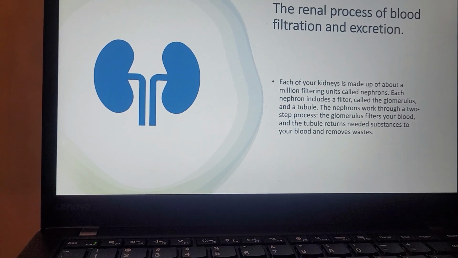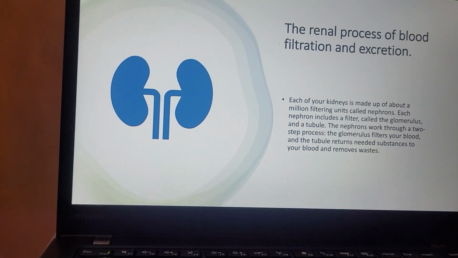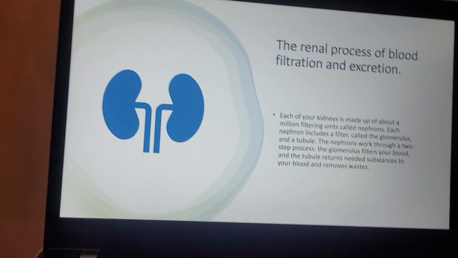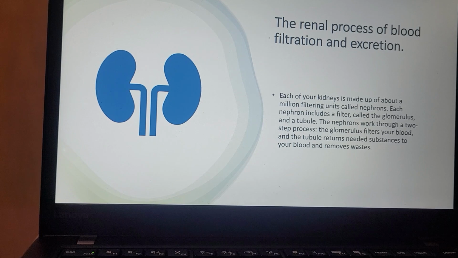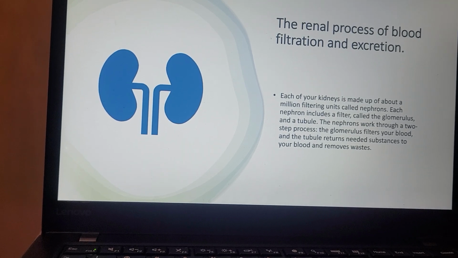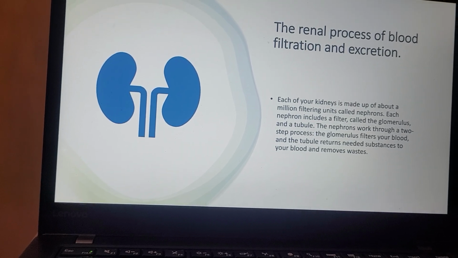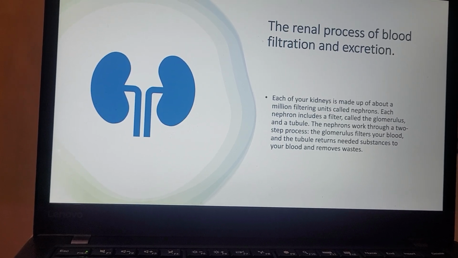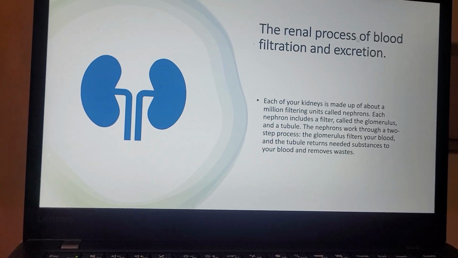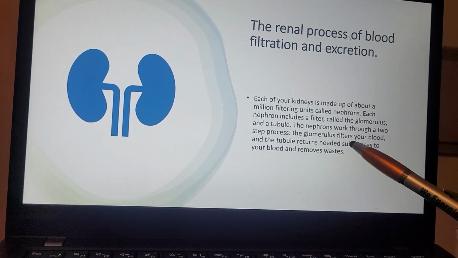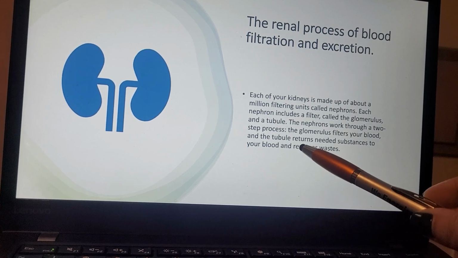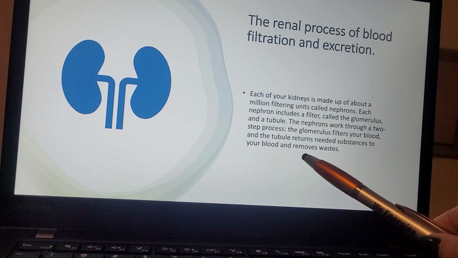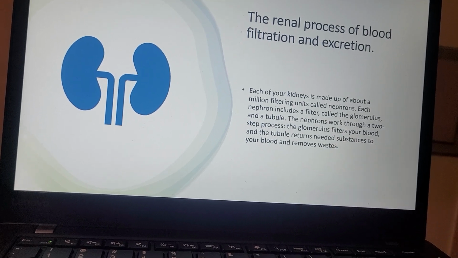Each kidney is made of about 1,000,000 filtering units called nephrons. Each nephron includes a filter called the glomerulus and a tubule. The nephron works through a two-step process. The glomerulus filters your blood, and the tubule returns the needed substances to your blood and removes all the waste.